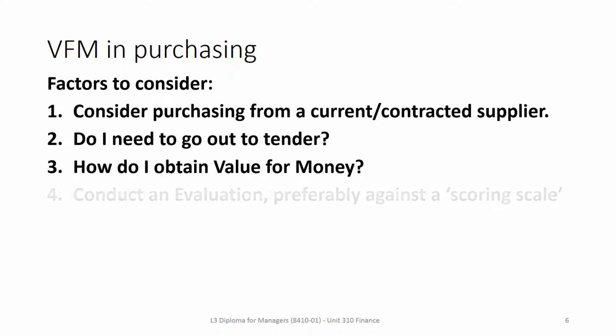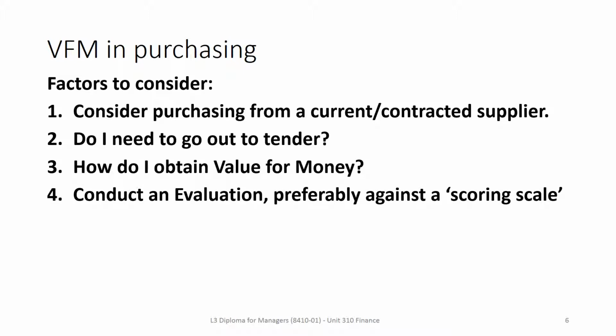Number 4 is about conducting some sort of evaluation and preferably scoring it if you've been using a combination of factors or you've got a lot of options, because you'll need some sort of process to determine or justify your choices. Number 5 is about ensuring there's some sort of risk reduction brought into it.